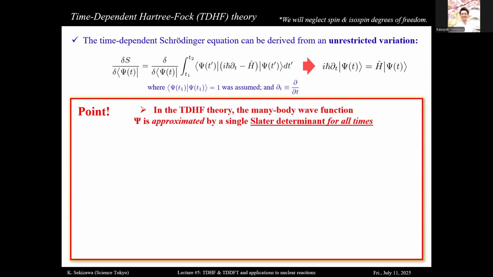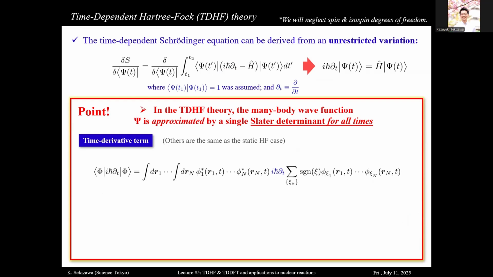And now we will derive the TDHF theory. But actually, the Hamiltonian term is the same as in the static case, so we can skip the derivation for this Hamiltonian. The additional term is only this time derivative term. And this time derivative term can be calculated in almost exactly the same way as the one-body term.